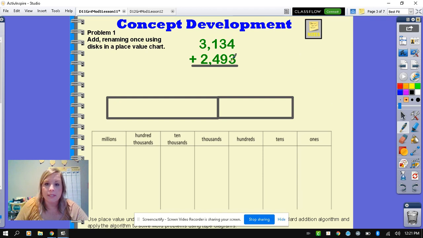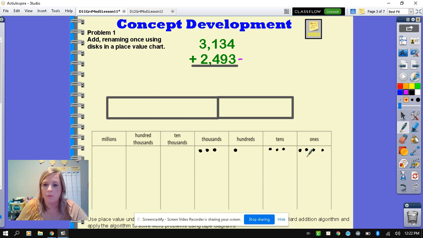Now what I'm going to show you is how to use discs when you're adding with your place value charts. So I'm going to start with my 4 dots, and then I'm going to do this entire number first. Then I have 3 in the tens place, 1 in the hundreds place, and 3 in the thousands. Now from here, I'm going to change the color just so you can see. I'm going to do this number here.